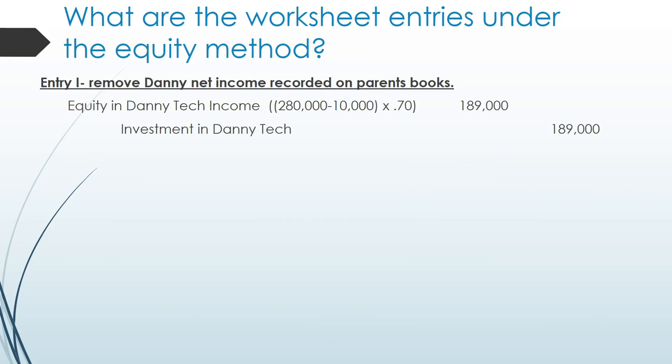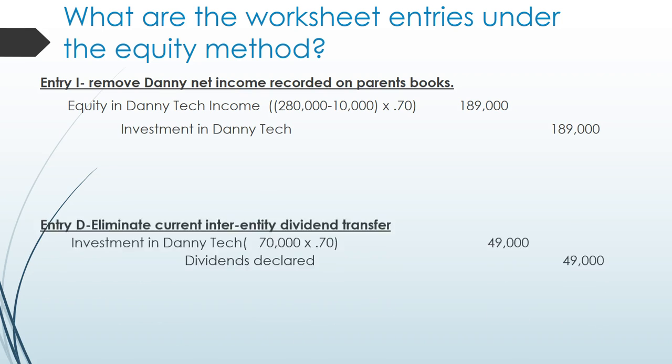Next, we're going to remove Danny's net income recorded on the parent's books only. That's all we care about. And so equity in Danny Tech is going to get 70%, which is the net income of the sub for 2018, minus the amortization, which is what would appear on the books. And we're going to take that to the investment in Danny account on the working papers.